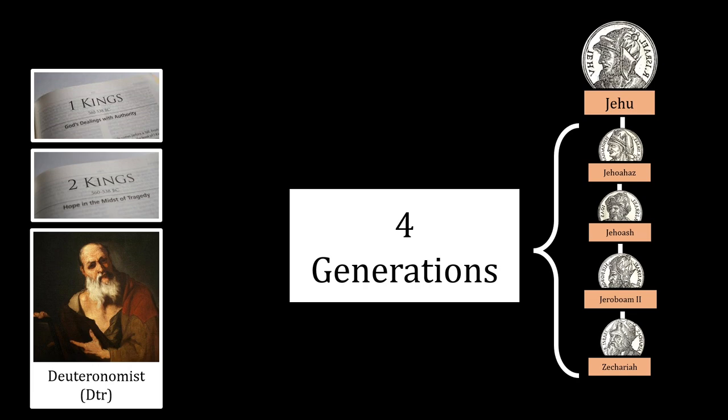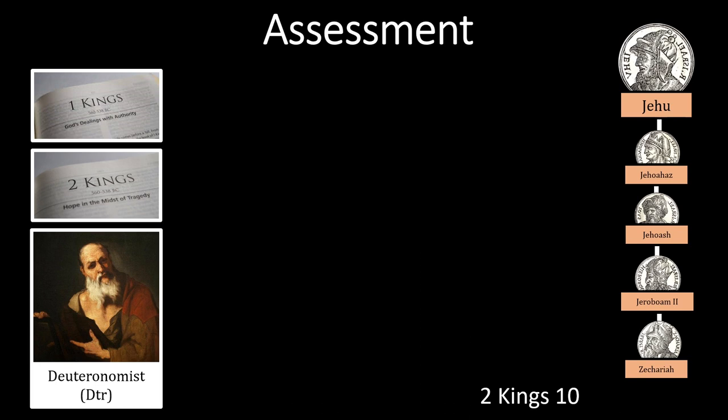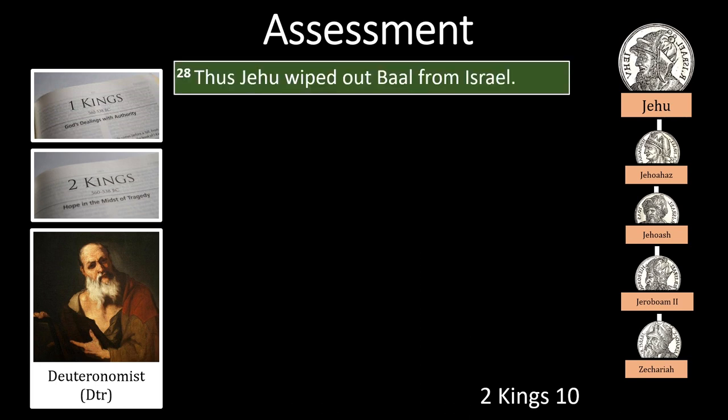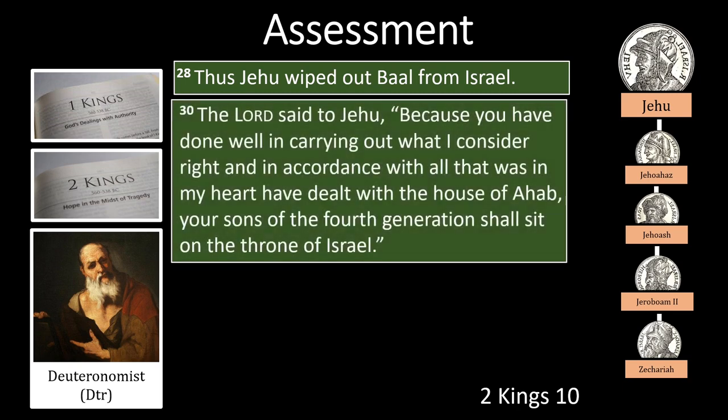The Deuteronomist, at the end of each king's reign, provides an assessment, a review of their reign. And in 2 Kings 10, this is what we read of Jehu. Thus Jehu wiped out Baal from Israel. He continues, "The Lord said to Jehu, because you have done well in carrying out what I consider right, and in accordance with all that was in my heart, have dealt with the house of Ahab, your sons of the 4th generation shall sit on the throne of Israel." End quote. So as you can see, this is the only positive assessment of any king of Israel.